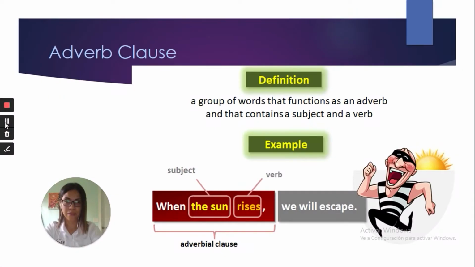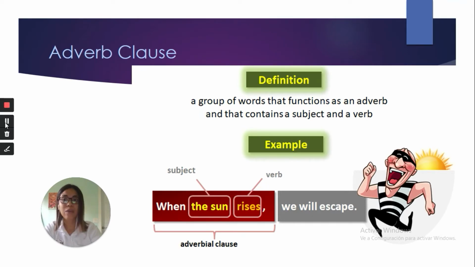Alright, now that we've checked our dialogue, we're going to review a little bit more what is an adverb clause. An adverb clause is a group of words that functions as an adverb and contains a subject and a verb. Remember, if it's a clause, that means that it has a subject and a predicate.